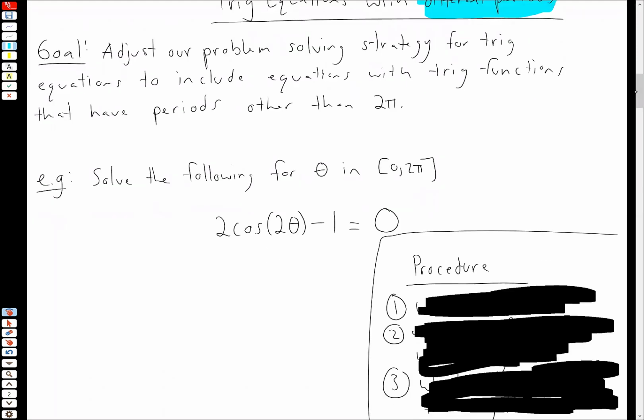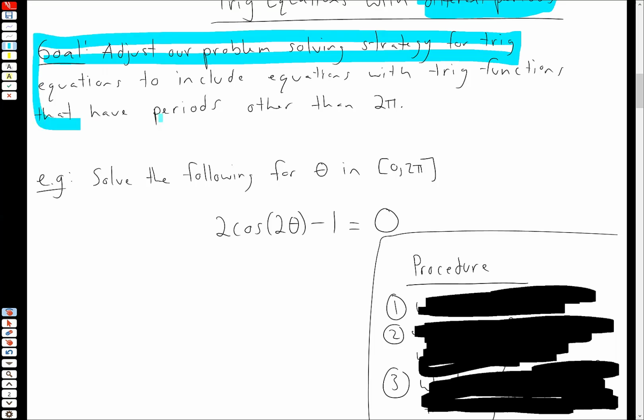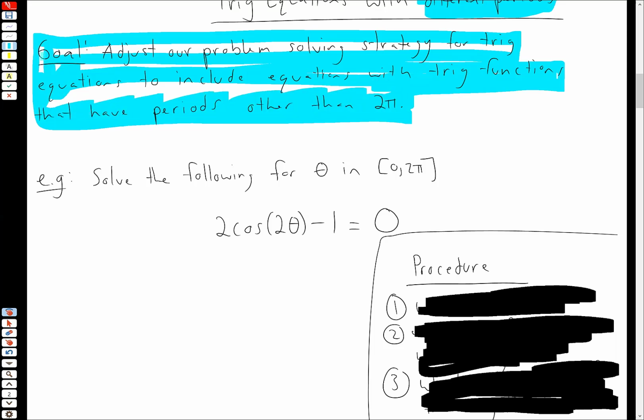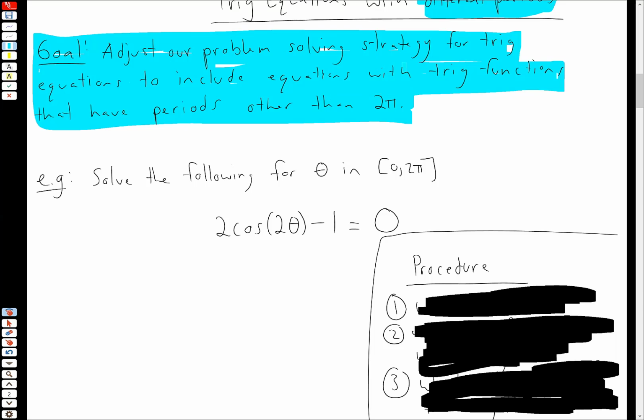What we're going to see today is that what we were doing last time can be adjusted to fit this new type of trig equation, ones where, again, the period's not 2 pi. Our goal for today is to adjust your problem-solving strategies to take into account trig functions that have different periods. What's nice about this is that we're still using the same process that we developed last time. We're just adding a couple more steps.